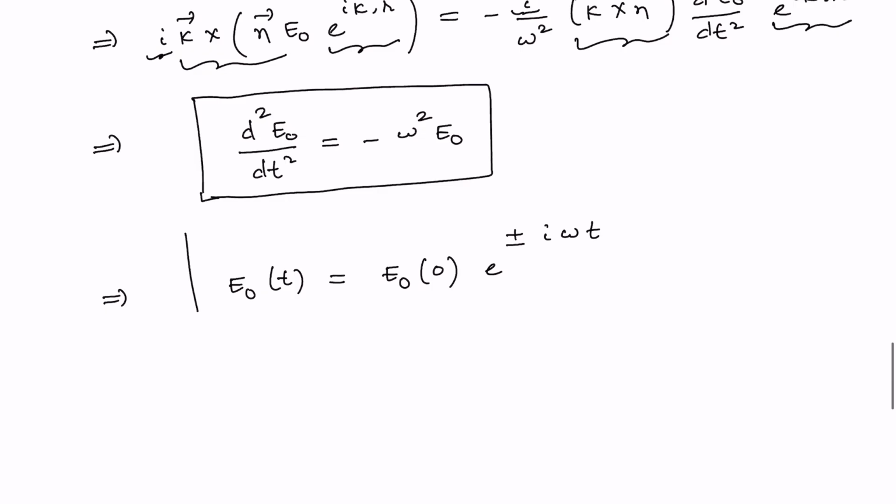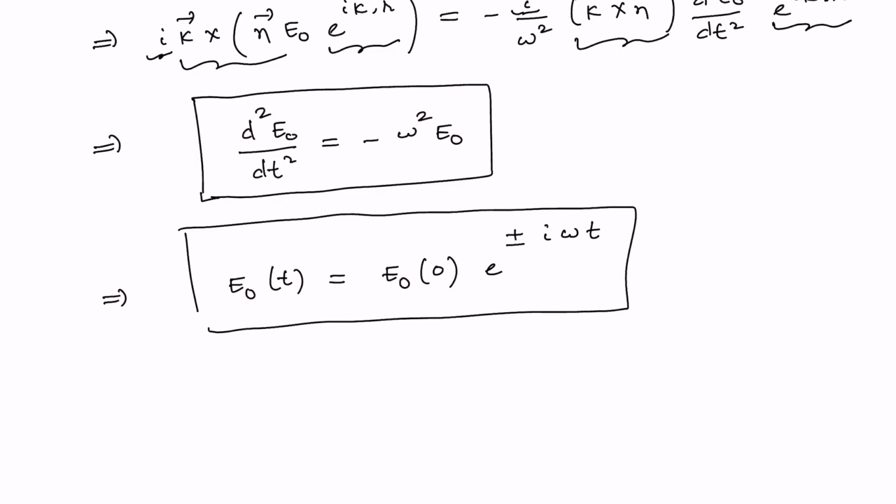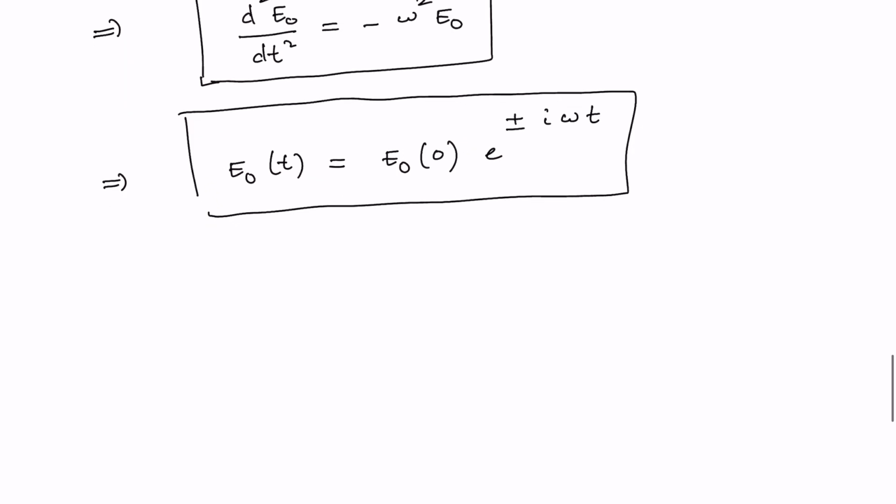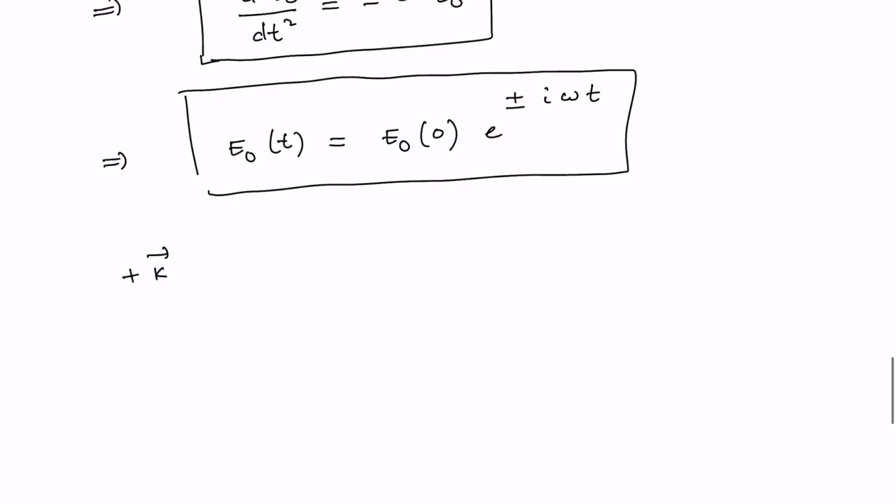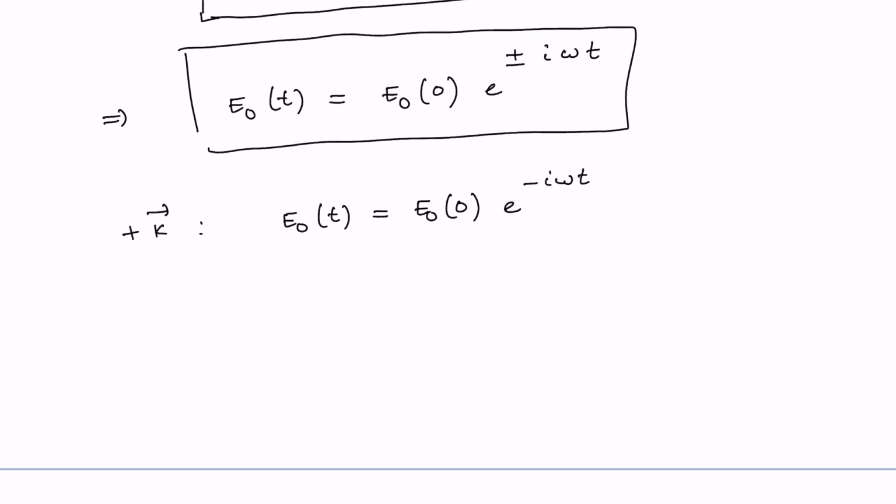What it means? This means that we are now having two solutions. One refers to the fact that the wave is propagating along the plus k direction, and in that case the solution would be E0 of t is equal to E0 at time 0 e to the power minus i omega t. This is the solution referring to the wave propagating along the plus k direction. And there is another solution where the wave propagates in the minus k direction, and in that case the solution is E0 of t is equal to E0 of 0 e to the power plus i omega t. Okay, these are the two solutions.